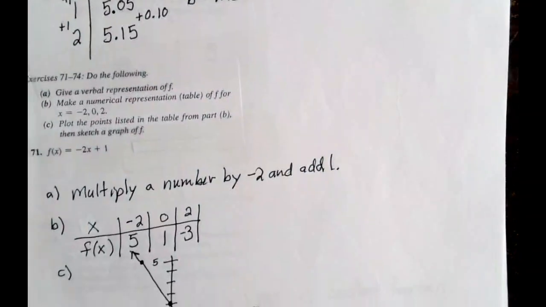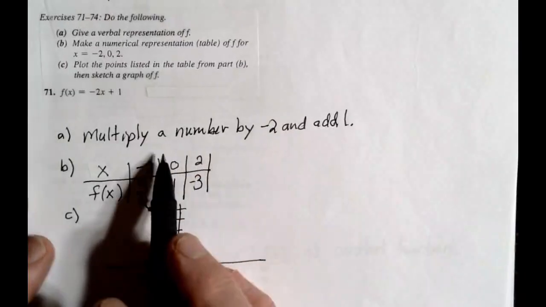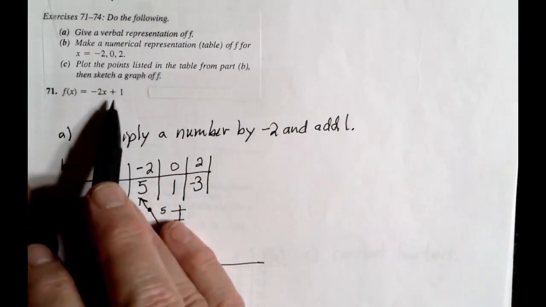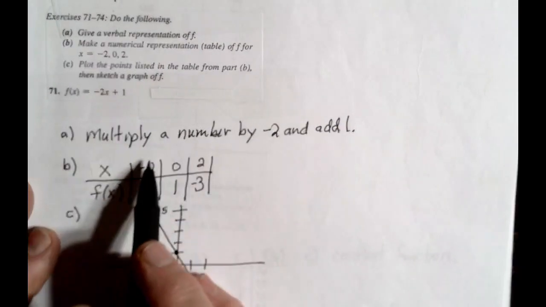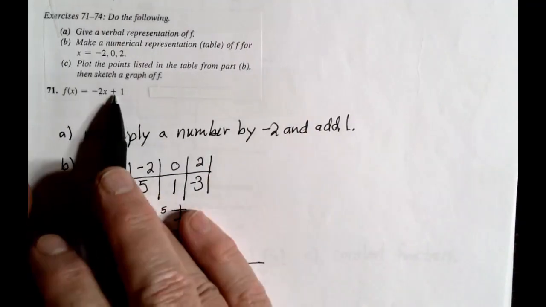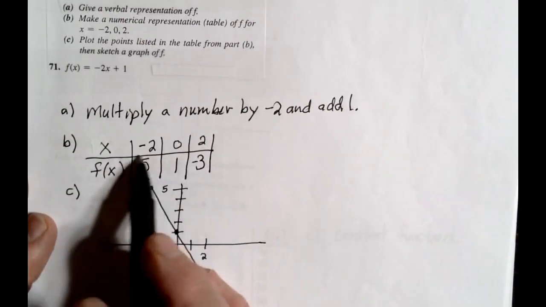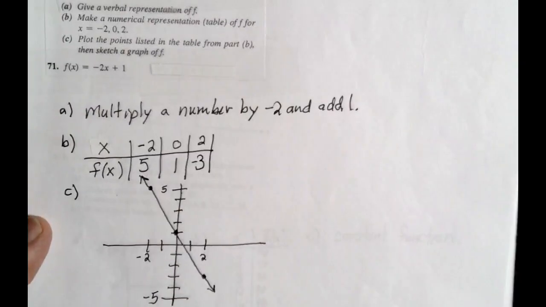Alright? And then this one, it says, make a verbal representation for negative 2x plus 1. Well, you multiply a number by negative 2 and you add 1. Come up with a table from minus 2 to 2 and then graph it.